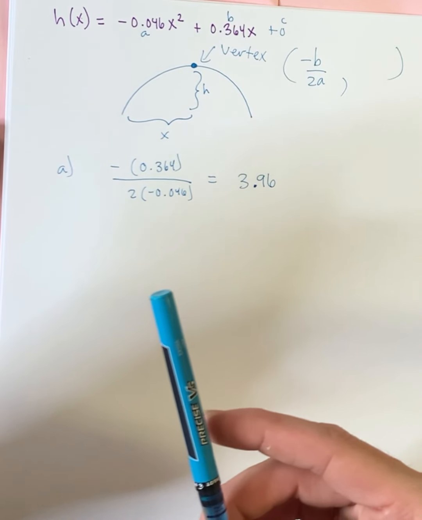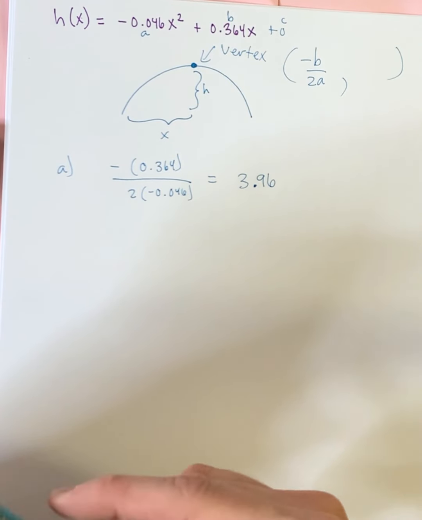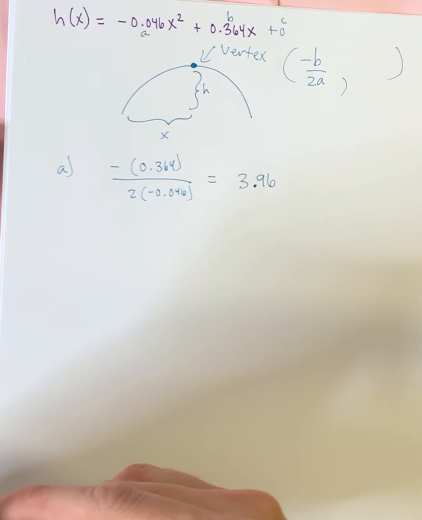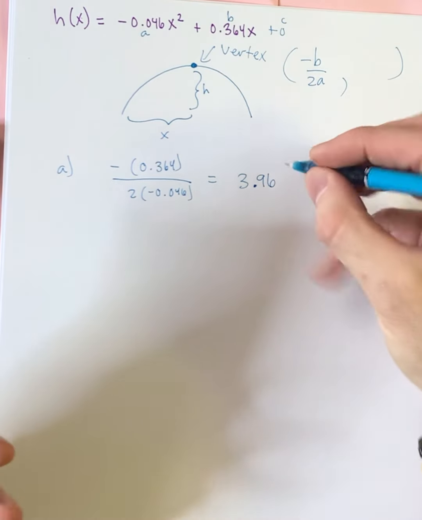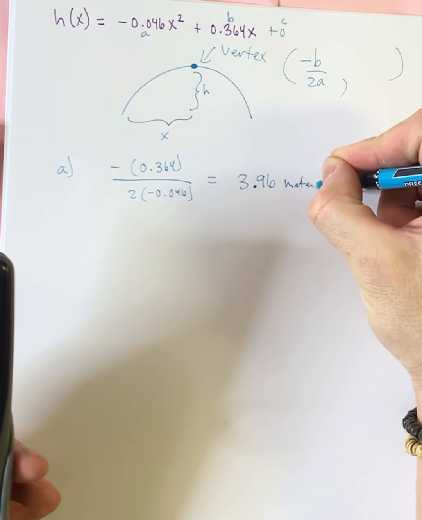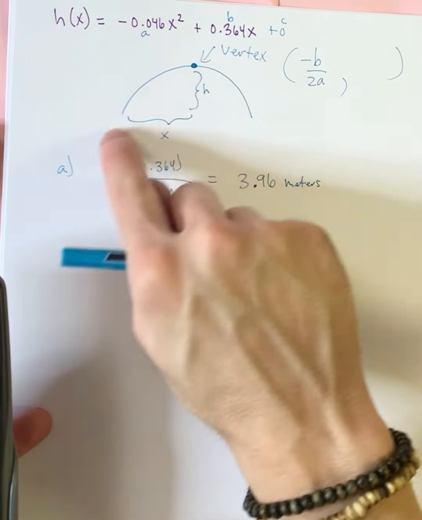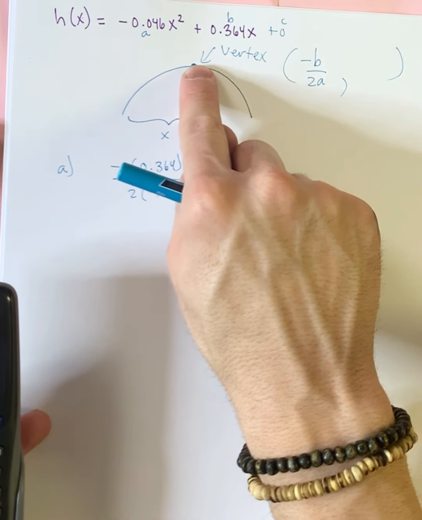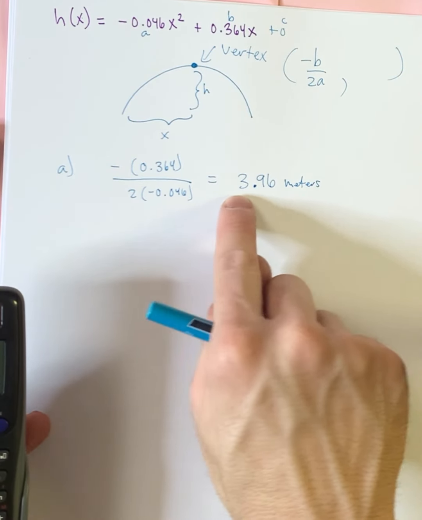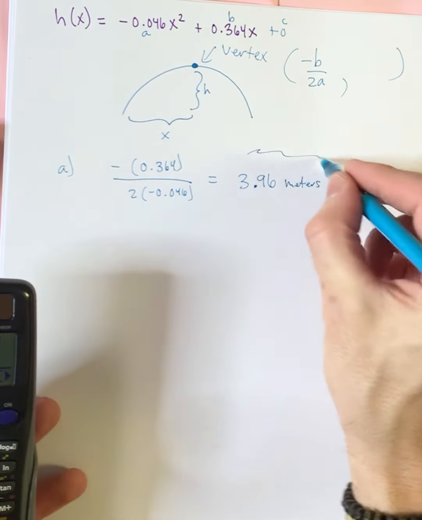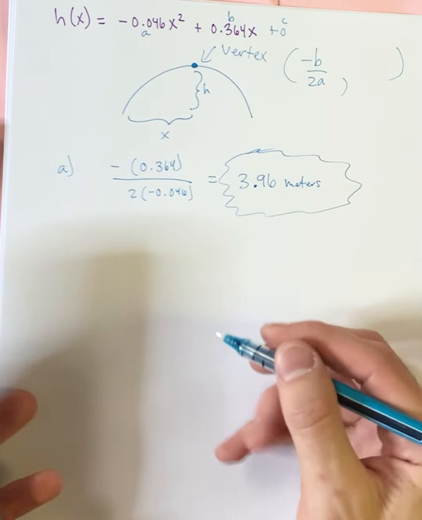Are we using feet, meters? What are we using? I don't think it says. Yeah, it says meters. So this would be the result. So what this is saying is the jumper jumps off the platform, and their highest point is reached about 4 meters away from where they jumped from. There we are, that's part A.